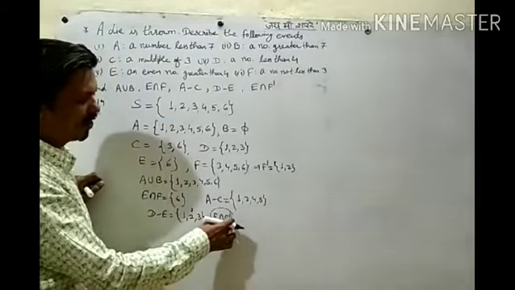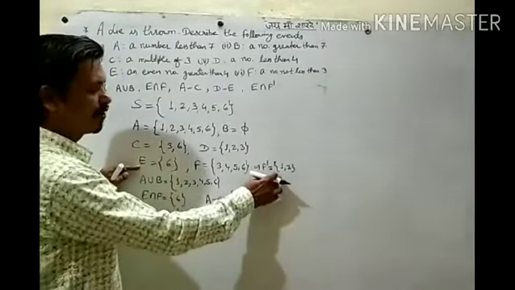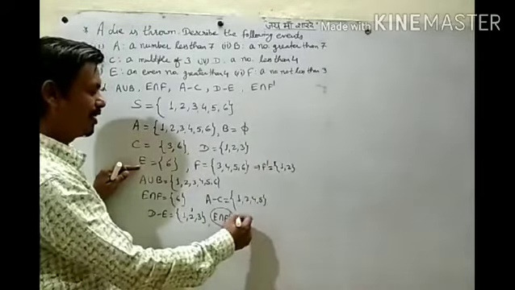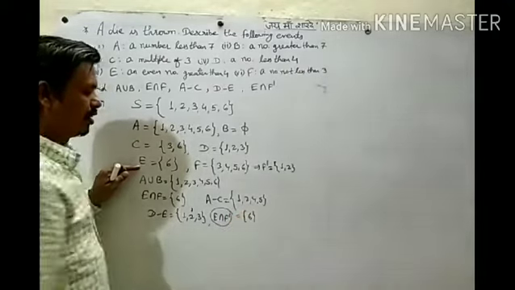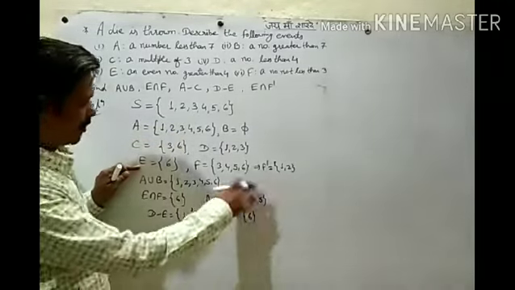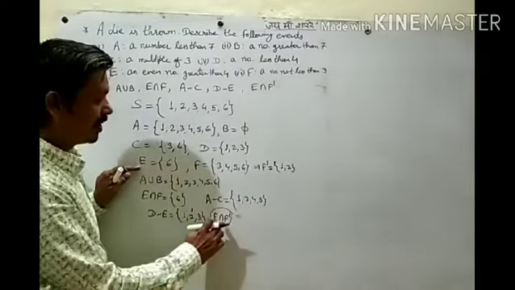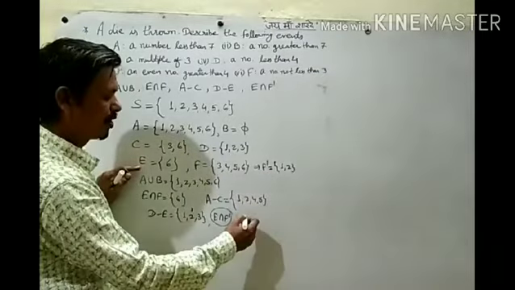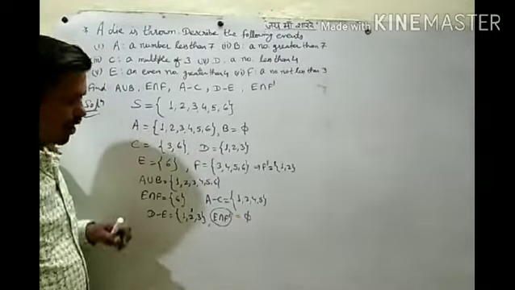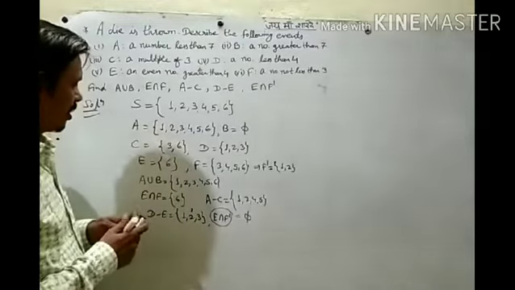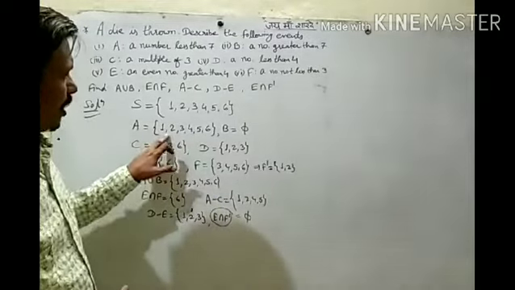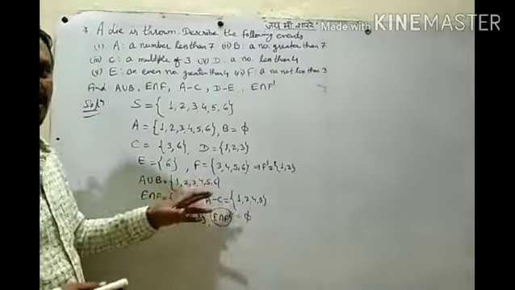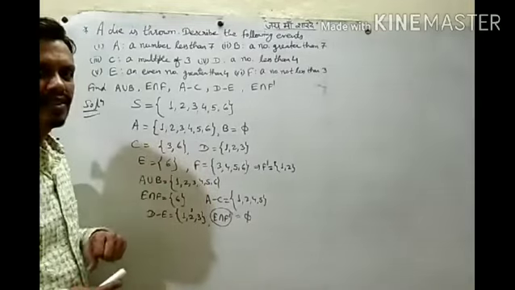Now E and F dash, the intersection, not minus. There is no common element, so it is the null set. So these are our events. Now here, events A, D, C, F have more than one element, so these are compound events.